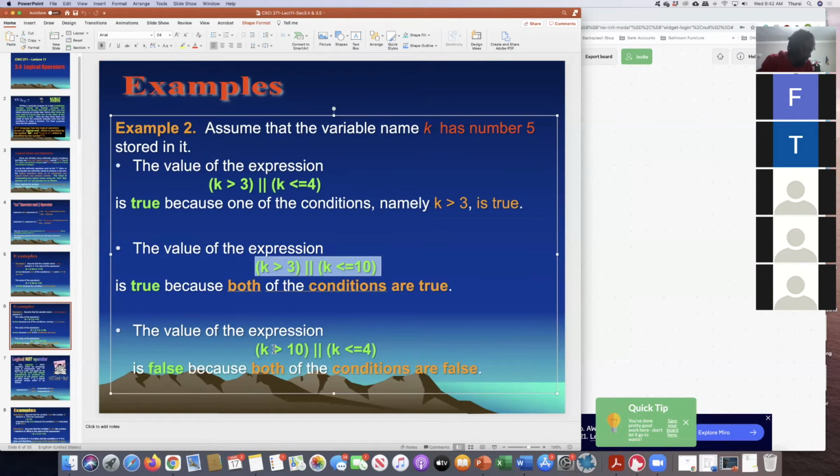And k greater than 10 or k less than or equal to 4. k greater than 10 is false, and k less than or equal to 4 is false. k is 5. Both are false, and therefore the result is false. So these are just simple examples.